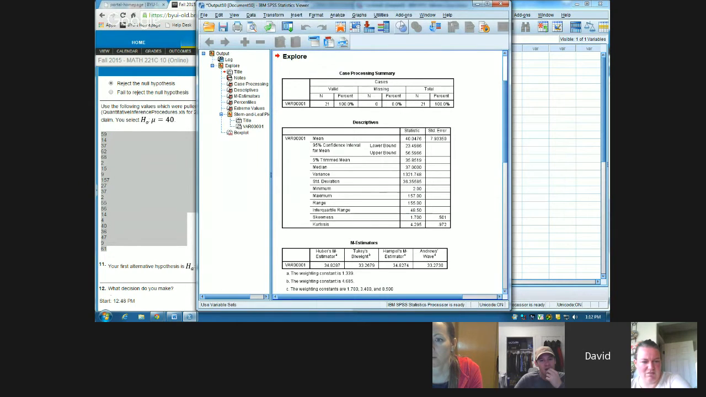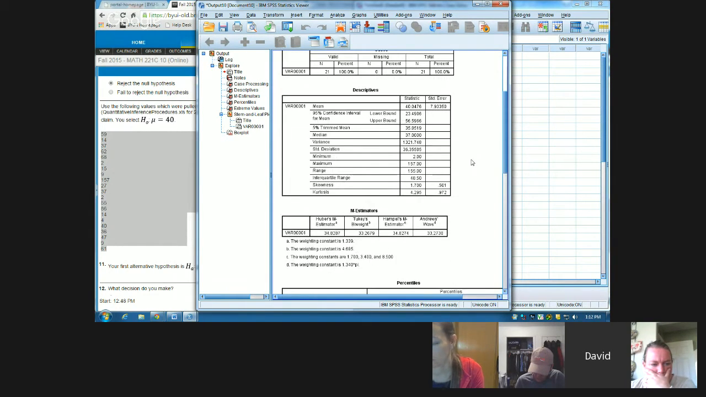Okay, so that's what we got out of the numbers that I just copied and pasted. The mean, it says, is 40.0476, and the standard deviation is 36.35, and a bunch of other numbers.